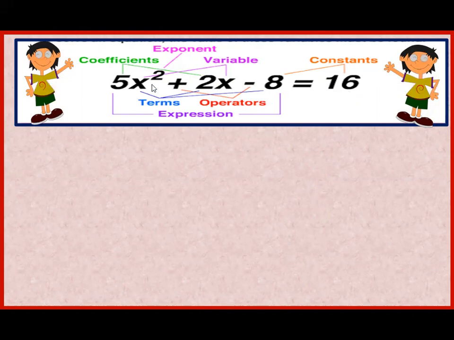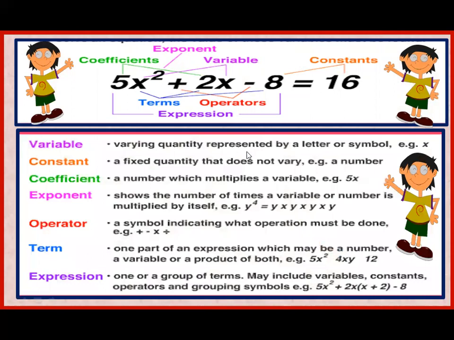Here the alphabets are called variables, and the number that accompanies the variable is called the coefficient. The number without a variable is called the constant term. Here you have three terms in this expression. You have 5x squared as one term, 2x as another term, and 8, the constant, as another term. And you have two operators, plus and minus. So let's see the definitions again.